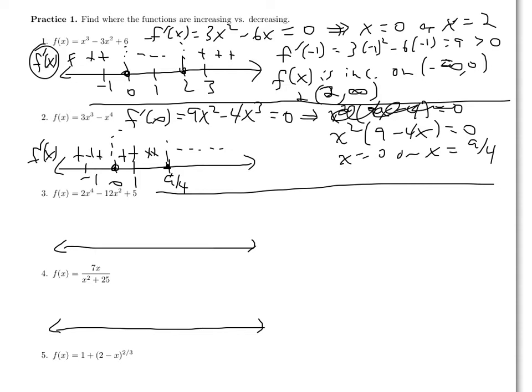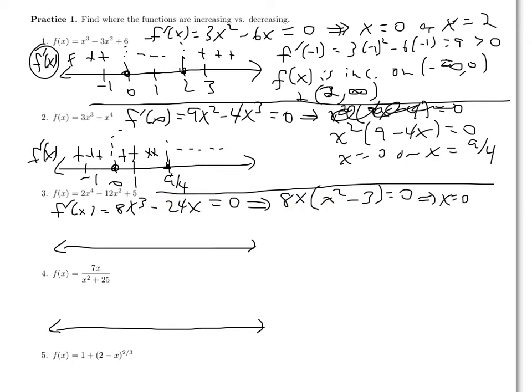In number 3, my derivative is 8x cubed minus 24x, and I set that equal to 0 and solve. I'll be able to factor out an 8x here, and that'll leave me with x squared minus 3. So this thing factors this way, which means that either x is 0 or x is plus or minus the square root of 3. So there's actually 3 values of x that make the derivative equal to 0.